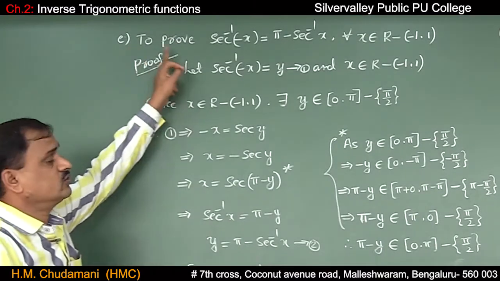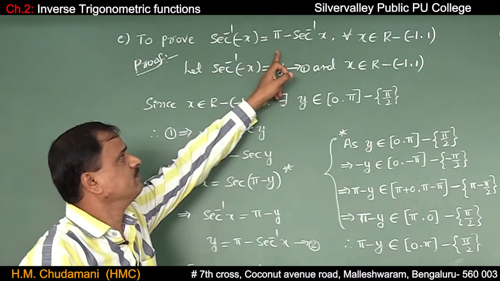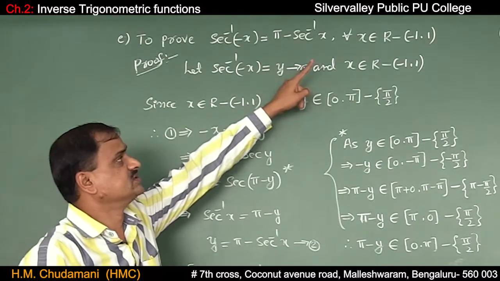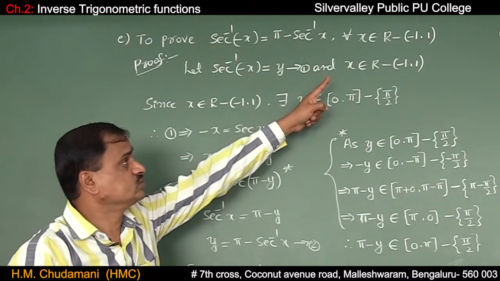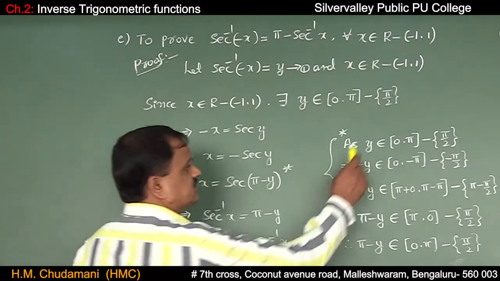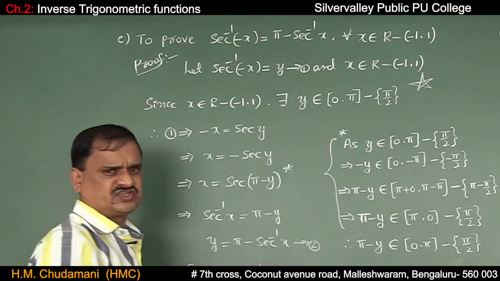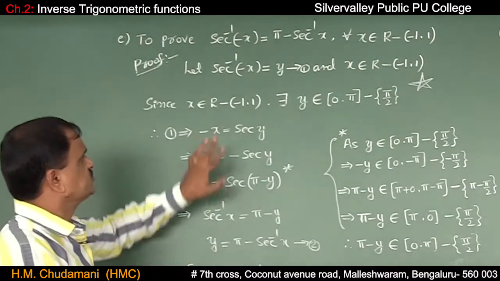Next, to prove secant inverse of minus x is equal to pi minus secant inverse x for all x belongs to the real number except minus 1 comma plus 1. This is also an important result. They may ask in 2 mark section and even for MCQs also.